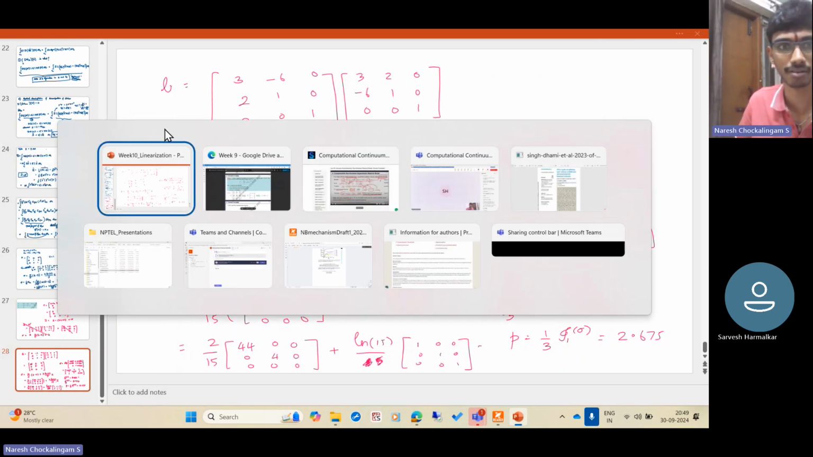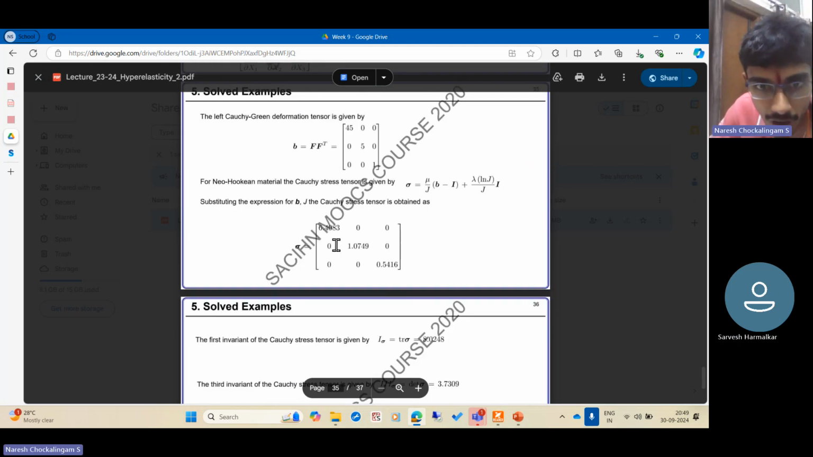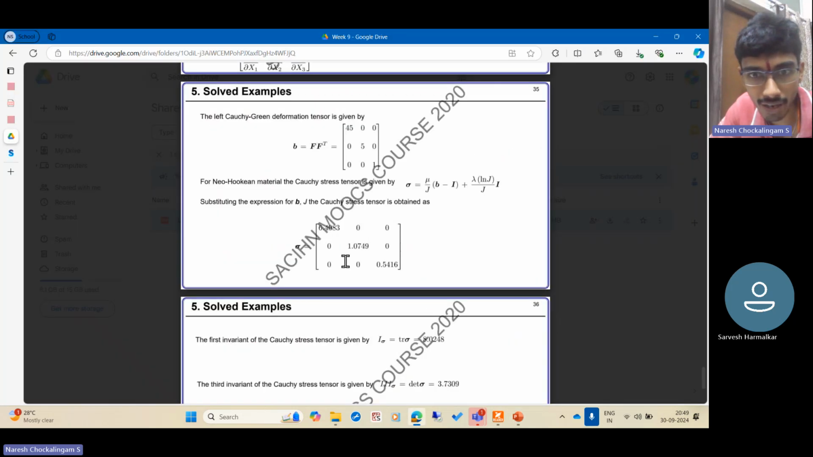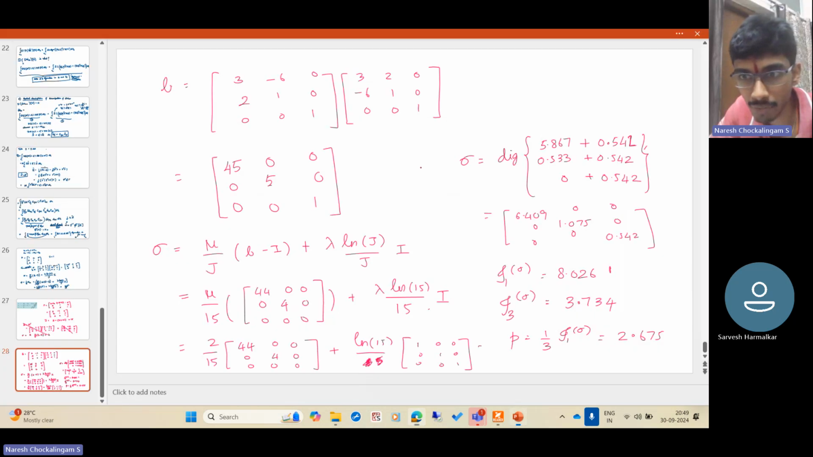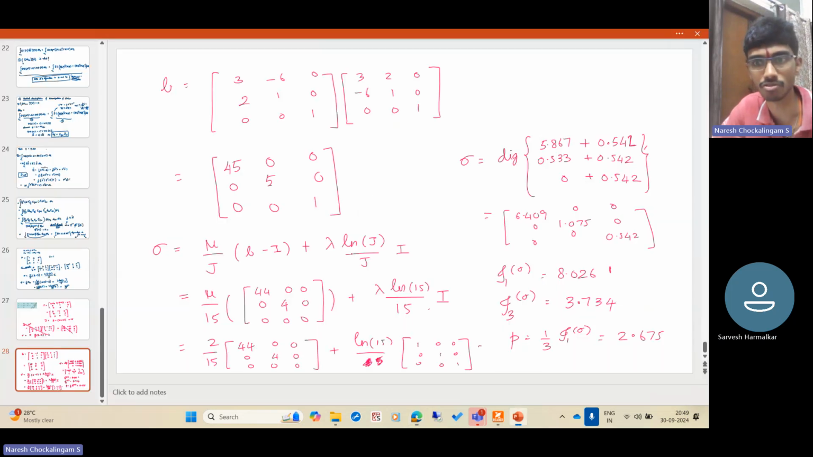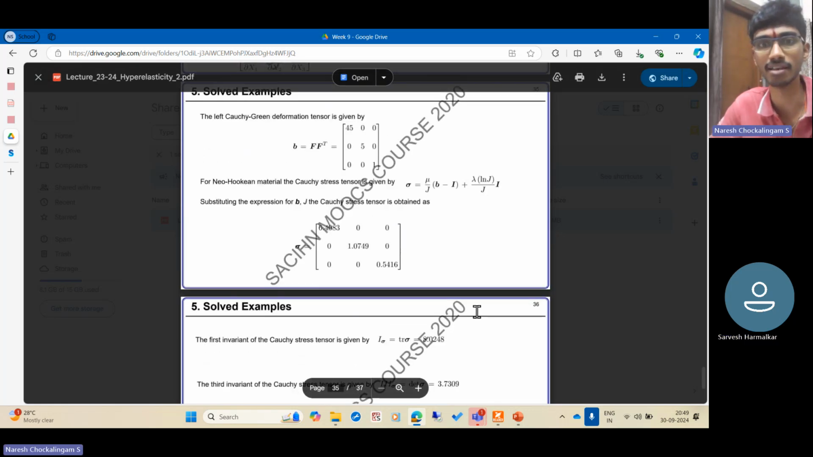So what are his answers? 15 is okay. 6.408, that's okay. 1.075 and 0.542, that's okay. And first invariant is 8.025 he's getting, slightly different. Third invariant is 3.73, that's also slightly different. Maybe the pressure is also fine, 2.675. I think it's because of J only.